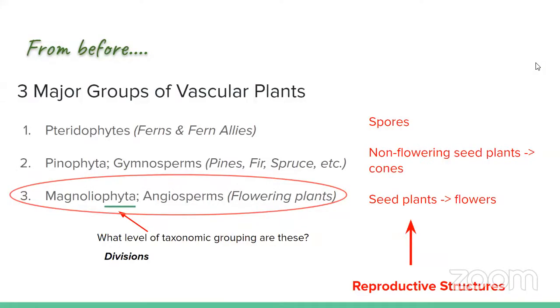From before, we know our major groups of vascular plants, which are plants with tissue that can carry water and nutrients, xylem and phloem. I'm sorry, I'm walking around the room looking for my clicker. There it is. Okay. We have our pteridophytes, the ferns and the fern allies, and our gymnosperms, anything that has seeds but doesn't have flowers, usually with cones. Now we're moving on to seed plants that have flowers. So this is our new reproductive structure. That is our Magnoliophyta.